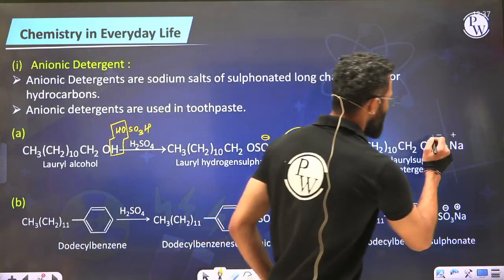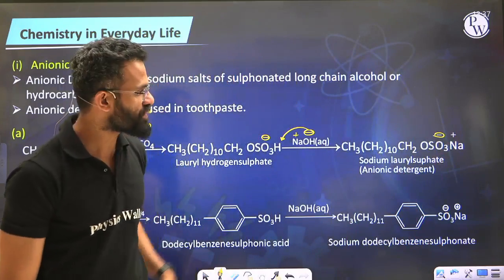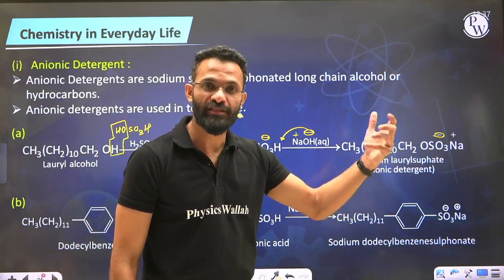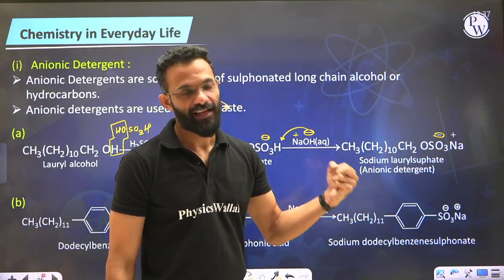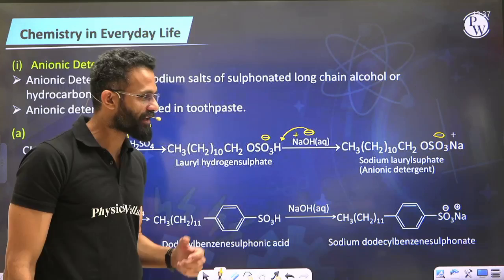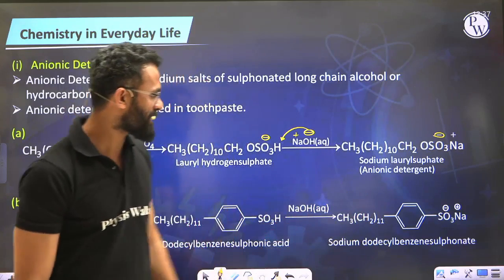Now since the end of this compound is anionic, through this anionic end it can bind to that dirt or dust which is supposed to be removed from the fabric. And that's why such kind of detergents which are helpful for the removal of dirt through its anionic end, we call them as anionic detergent.